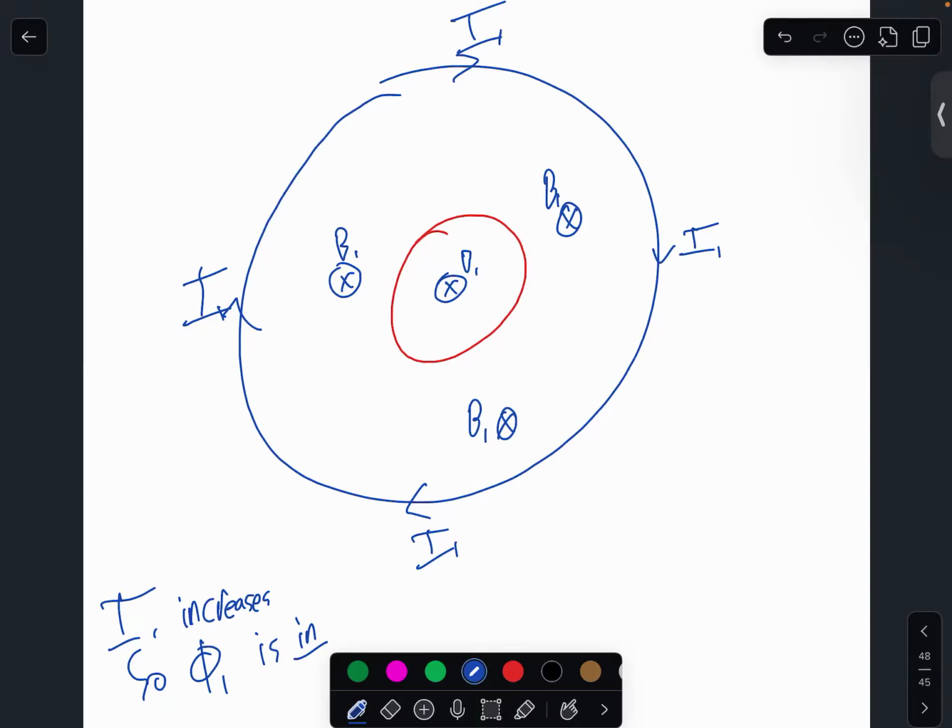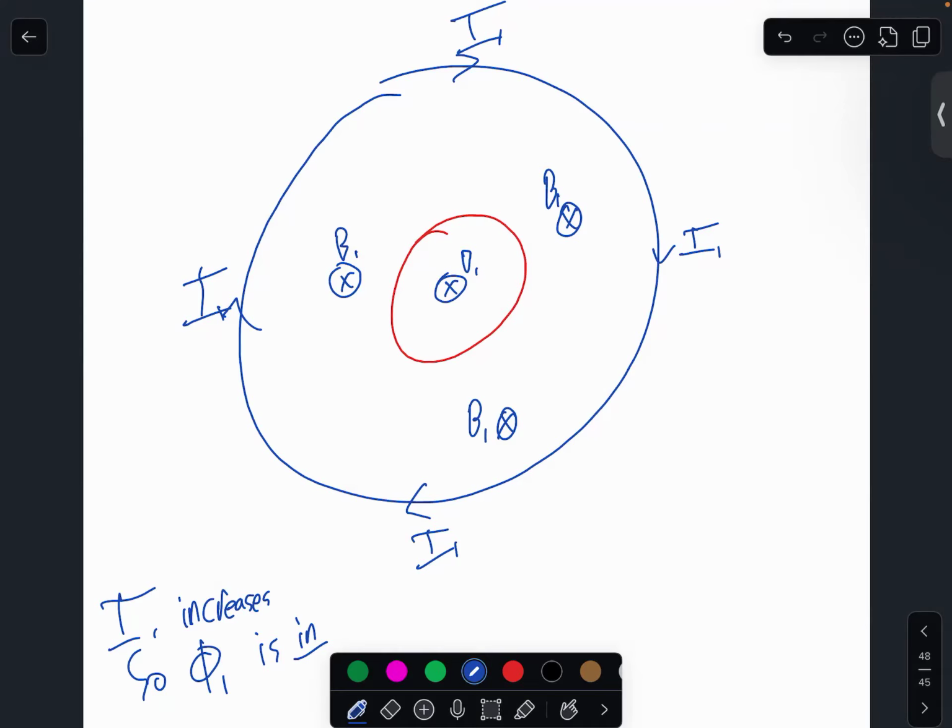Step 2. What's step 2? Is this flux increasing or decreasing? Is it getting bigger or smaller? Just say it out loud. Increasing. You make a stronger current, it makes a stronger field. I mean, kind of duh, right?